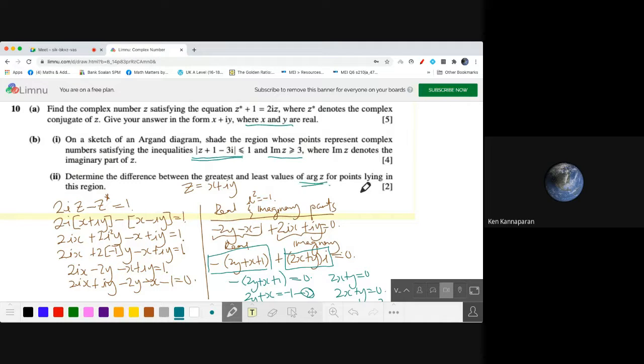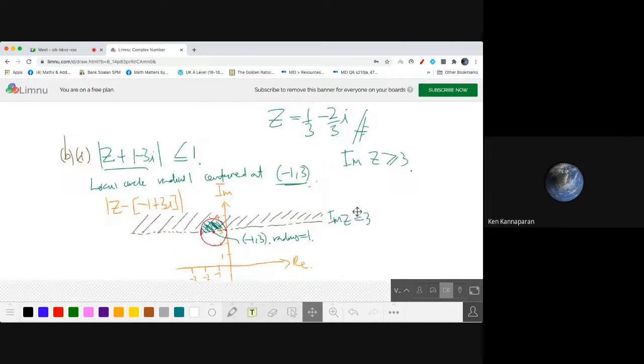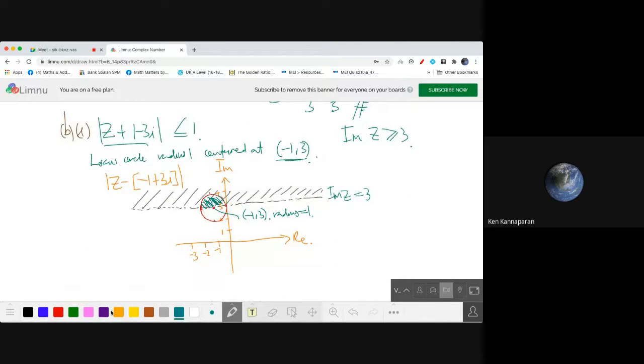Argument is basically the angle, so we can find that by using tangent. So what is the greatest? This is your z over here. This is the greatest that you can get. You can't have anywhere else. It says in the region, so it has to be in the region. This is your greatest, which is from here to here.